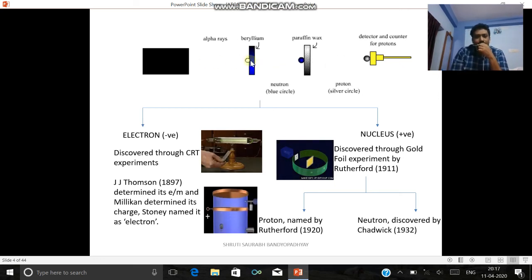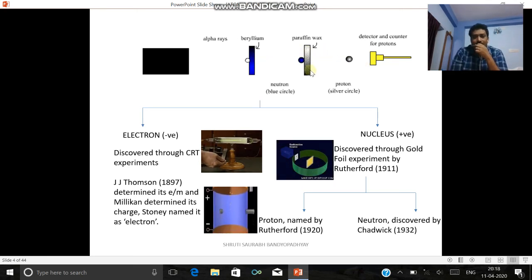Those helium ions are striking a beryllium target. This is the beryllium target, and beryllium creates neutron. At that time nobody knew that it was neutron. Only Chadwick applied conservation of momentum principle.